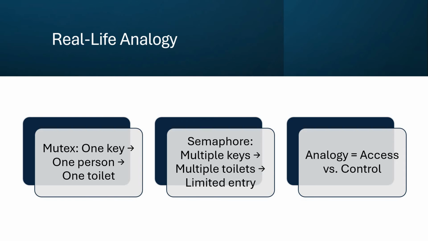Now imagine a semaphore. Say there are 3 toilets and 3 keys. Up to 3 people can use them at once. No one owns the key. They just pick up and then drop. This simple analogy helps us to understand the purpose. Mutex is about exclusive access. Semaphore is about limited parallel access.